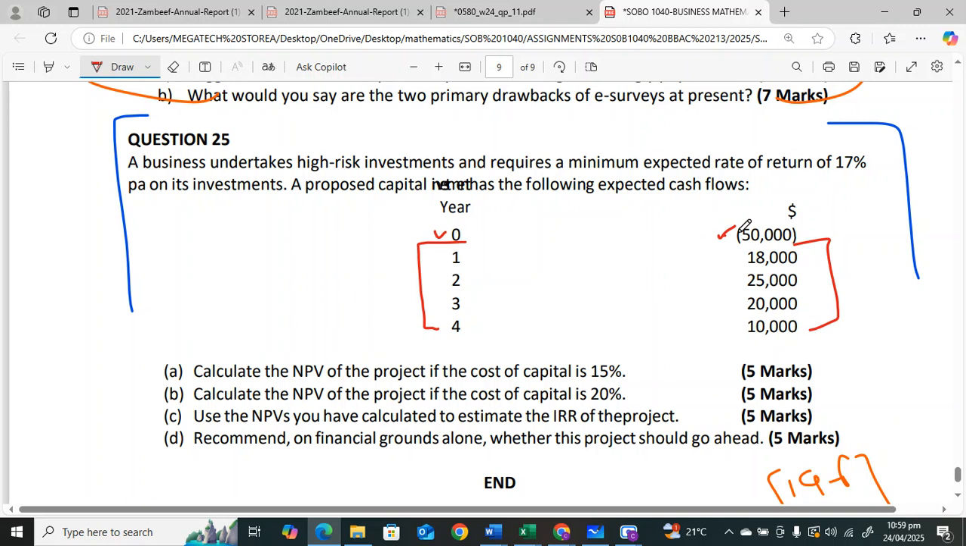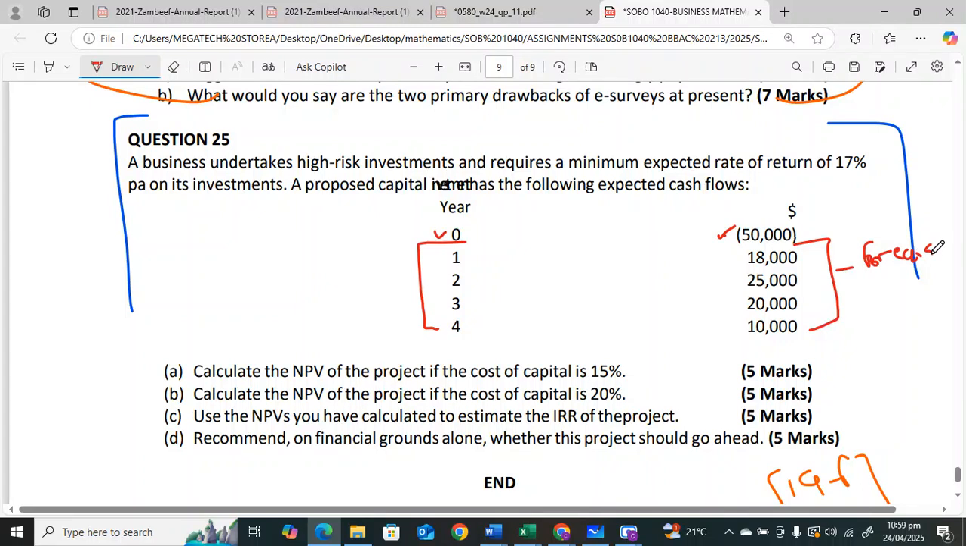After you pay that 50,000, you've invested your money. At the end of year one, you expect to make 18,000. End of year two, you expect to make 25,000. End of year three, you expect to make 20,000. End of year four, you expect to make 10,000. So these are just our forecasts.